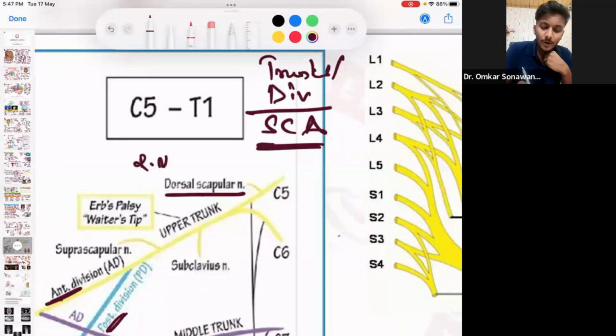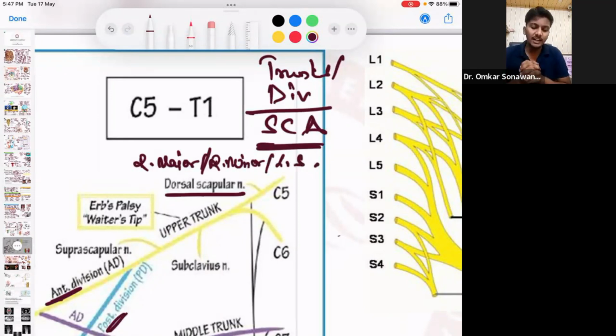It innervates rhomboideus major, rhomboideus minor, and also levator scapulae. So the three muscles innervated by the dorsal scapular nerve are: first, rhomboideus major; second, rhomboideus minor; and third, the levator scapulae muscle. No issues with this. Trapezius and sternocleidomastoid were innervated by? Very good. They were innervated by the spinal accessory nerve. That is the 11th cranial nerve.